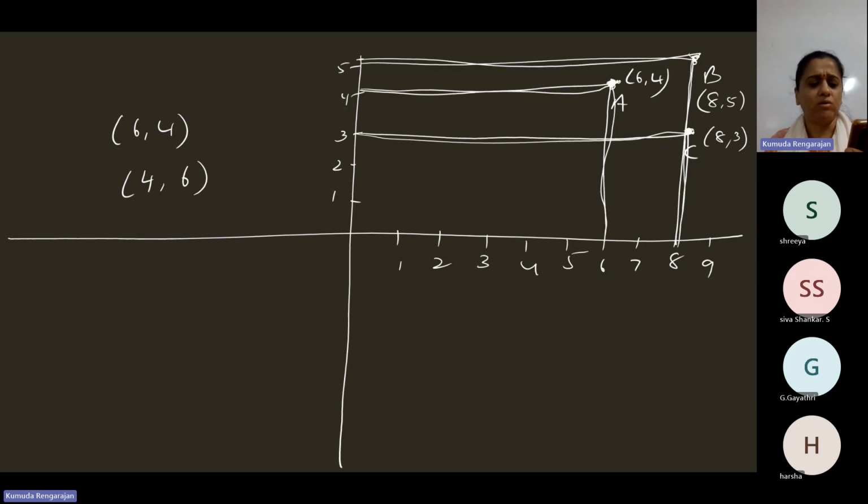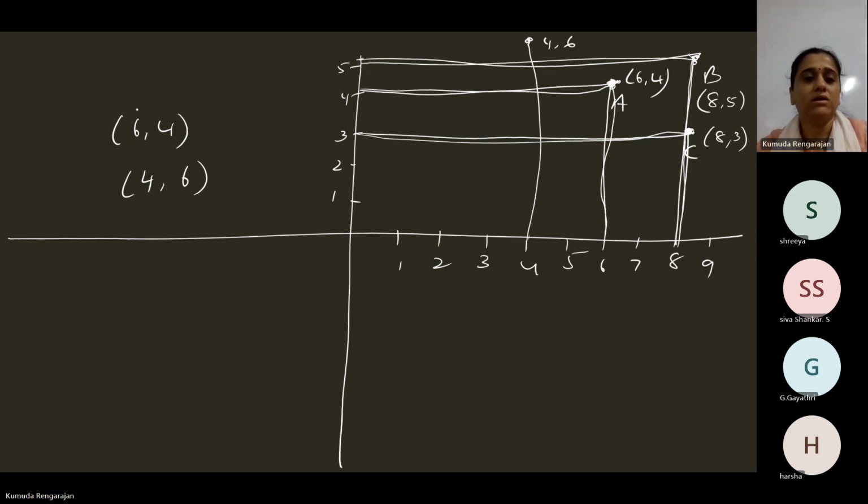Pair because two numbers, and ordered pair because the order is important. Now, the address of point A is 6, 4, and that order should be maintained. It is 6, 4, not 4, 6, because 6, 4 is different from 4, 6. Which one is 4, 6? This is 4, 6, correct?